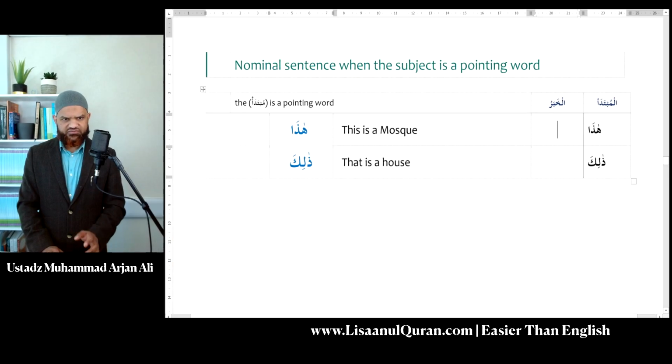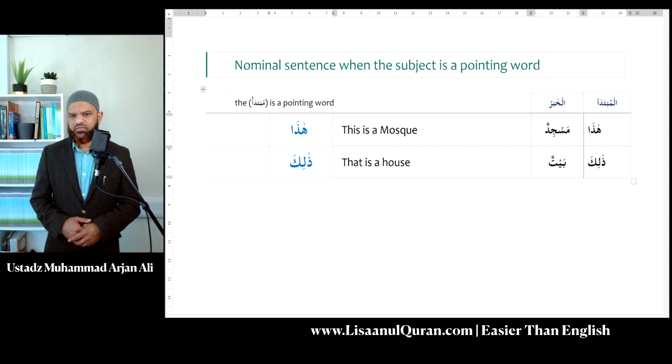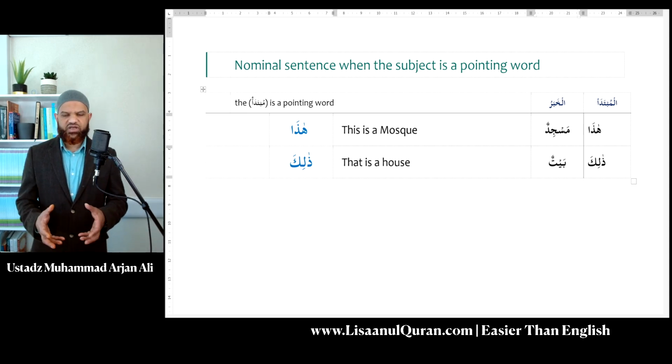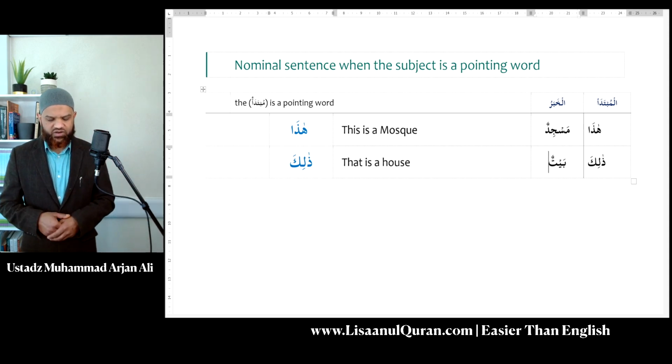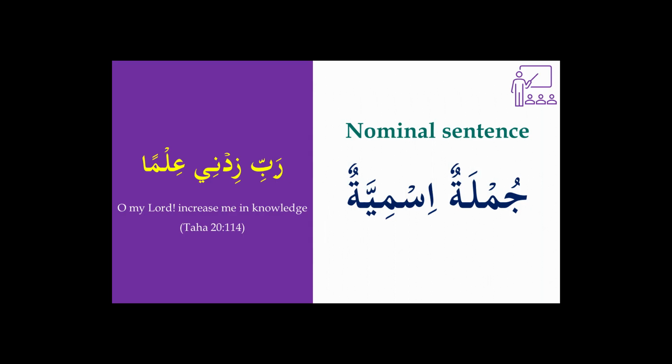I pray that you've done it. Very easy one. Hada, this. Masjidun. It has to be masjidun because it is the predicate. Dhalika baytun. House. Okay, so you can see very simply, alhamdulillah, we can also form sentences using pointing words.